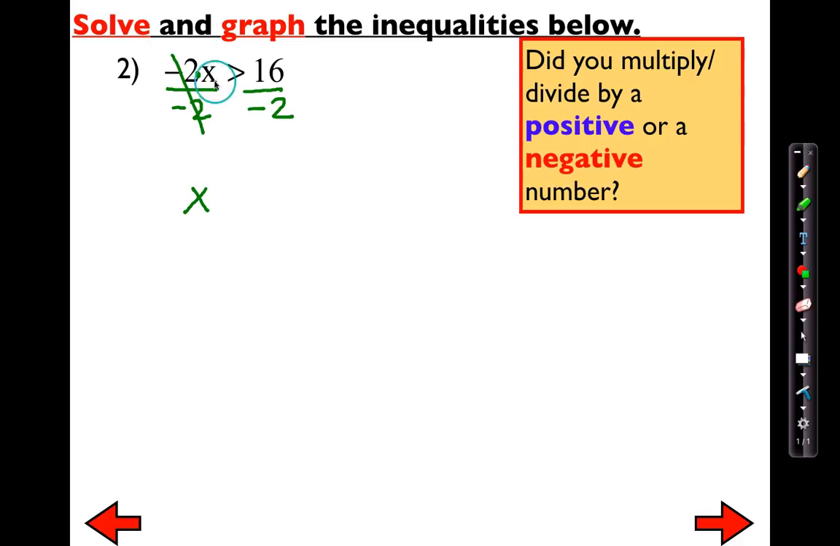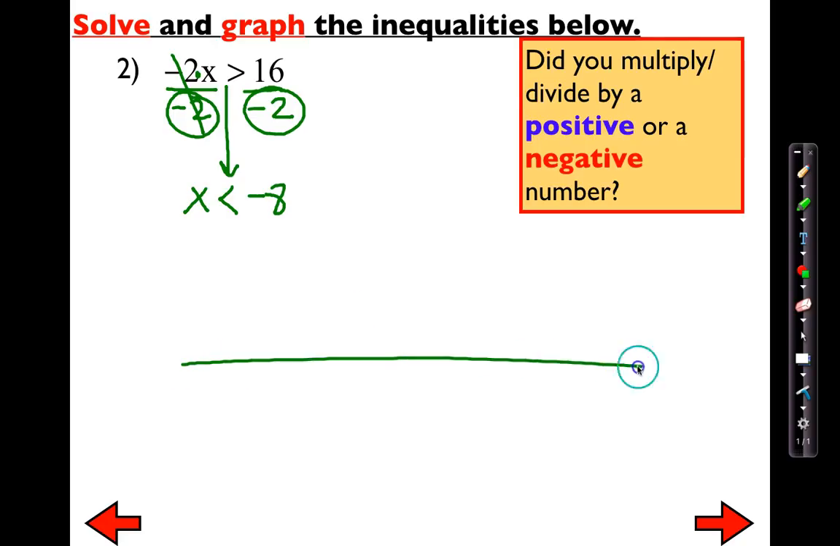So because of that, I'm not going to keep it as a greater than symbol. I'm actually going to reverse it. So now it's going to be a less than symbol. So I did switch the signs. Why again? Because I divided both sides by a negative number. So now let's simplify 16 divided by -2. That's going to be -8. So this would be my final answer.